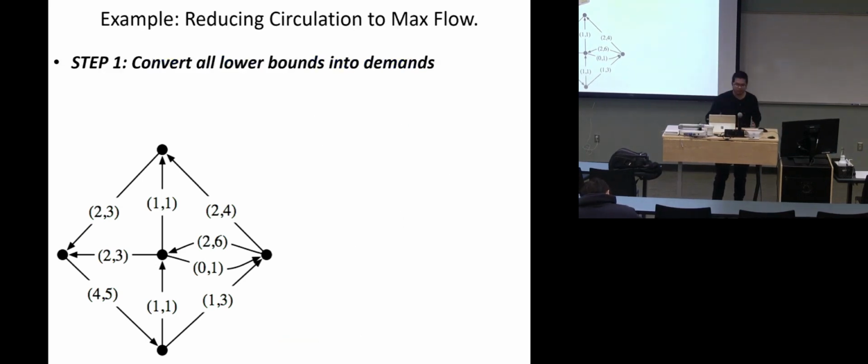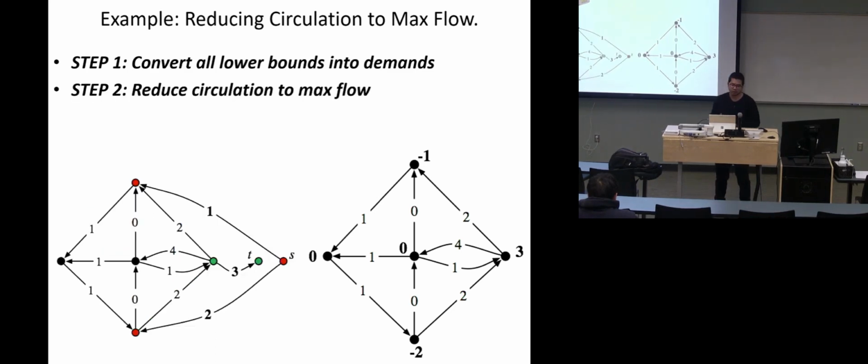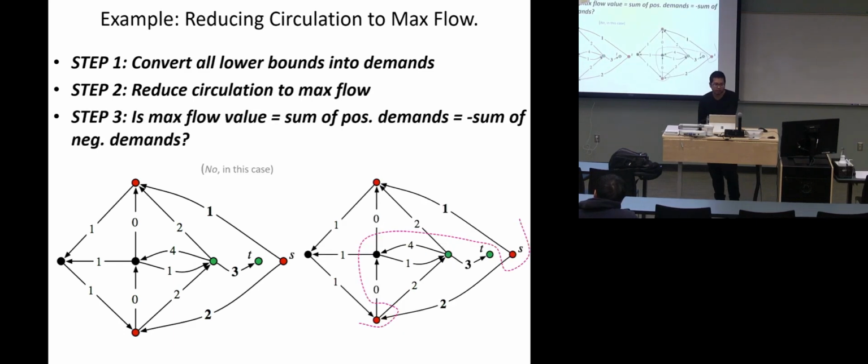So once you do all of this on every edge, right, what you get, starting from some graph with lower bounds, is just a graph with only capacity and demand on each node. And now you're done because this is just a circulation problem with demand on nodes and capacity. So all you need to do is reduce to max flow using the same reduction, and check if the max flow value is the same as the sum of positive demands.